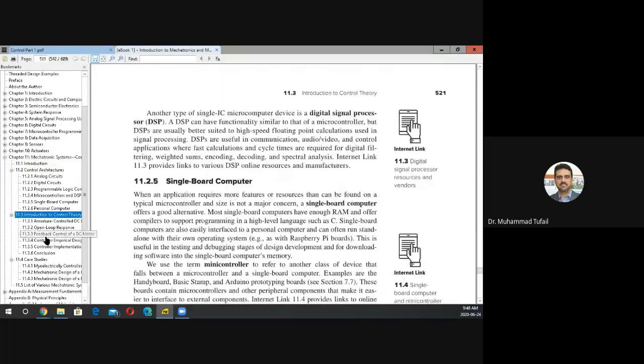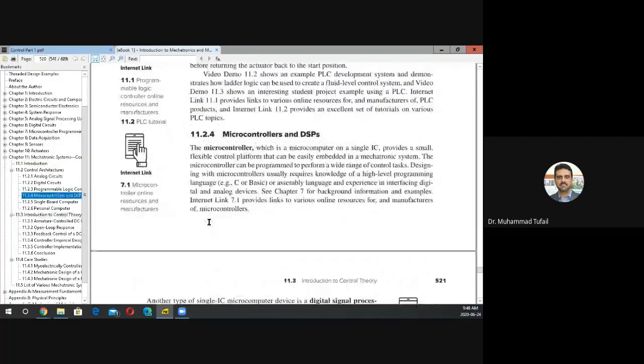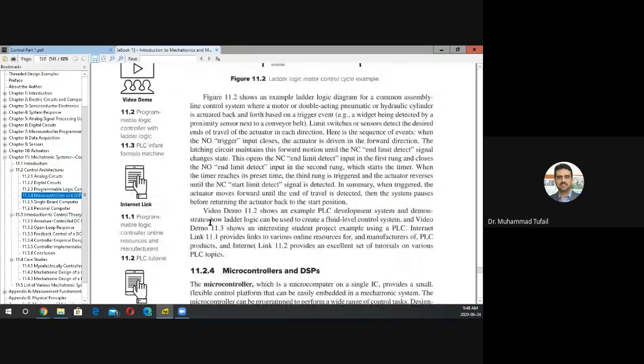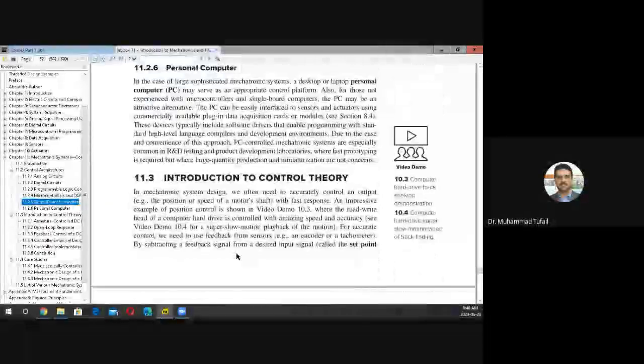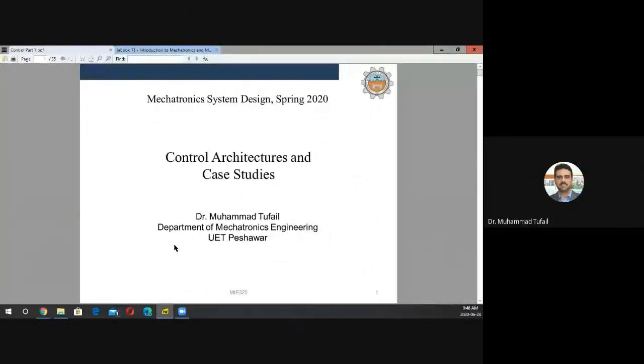Okay, so last time we derived the model of the DC motor, and today we're going to control it. So mainly we are focusing on speed control and position control.